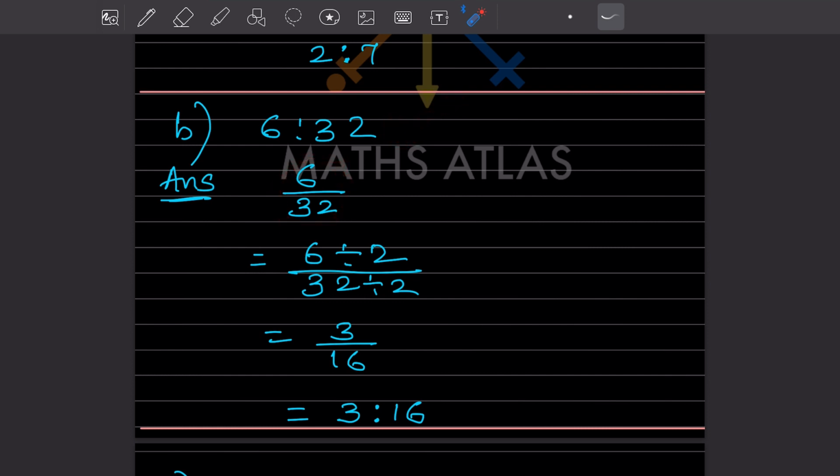Now look at this one, you will divide 6 by 32. Both go with 2. 6 divided by 2, 32 divided by 2, which is nothing but 6 divided by 2 is 3, and 32 divided by 2 is 16. That is 3:16.